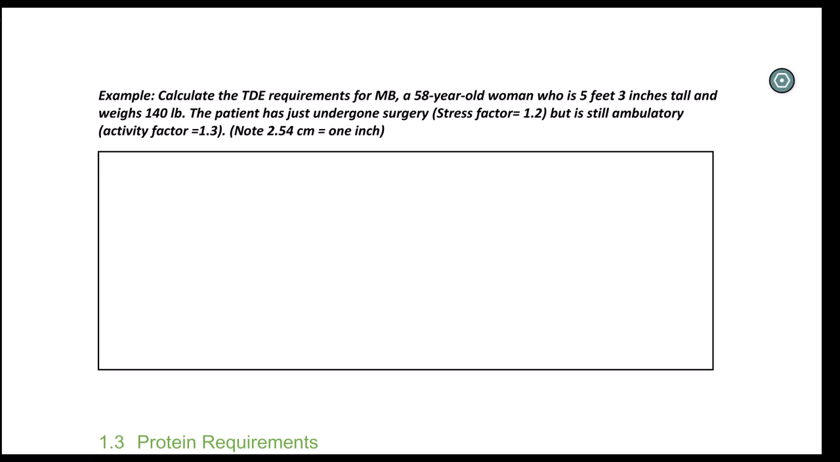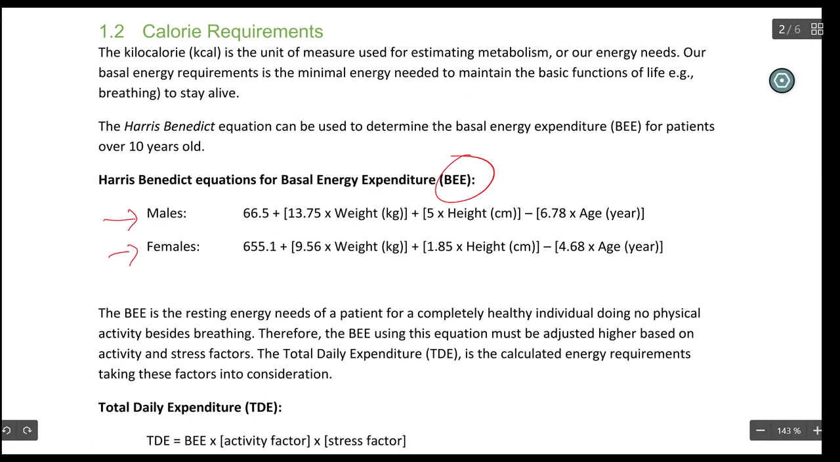So for basal energy requirement, let's look at this question. It says calculate the total daily energy requirements for a 58-year-old female who is 5 feet 3 inches tall, weighs 140 pounds. The patient has also undergone surgery, so they have that stress factor 1.2, but they are ambulatory. They have that activity factor 1.3. I was nice enough to tell you that 1 inch is equal to 2.54 centimeters because we're going to need that in the equation. So in order to get to total daily energy requirements, we need the basal. The basal for a female is here. This is the equation that we are taking.